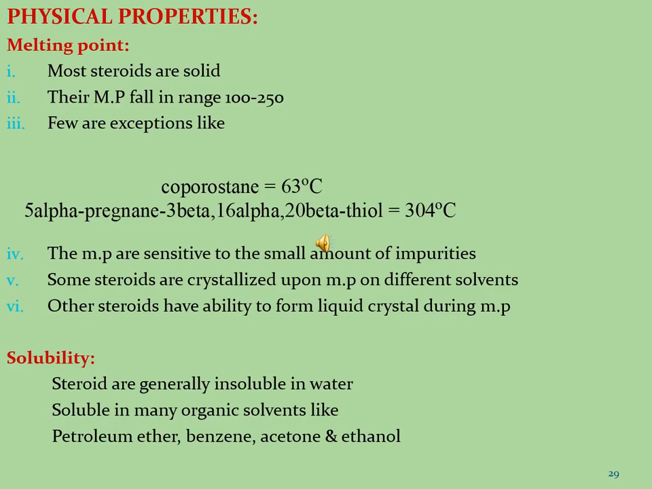The melting points are sensitive to the small amount of impurities. Some steroids are crystallized upon melting point on the different solvents. Other steroids have ability to form liquid crystals during melting points. The solubility of the steroid molecules, you can see, steroids are generally soluble in organic solvents and insoluble in water. The organic solvents which are used for the solubility of the steroidal compounds are petroleum ether, benzene, acetone, and ethanol.